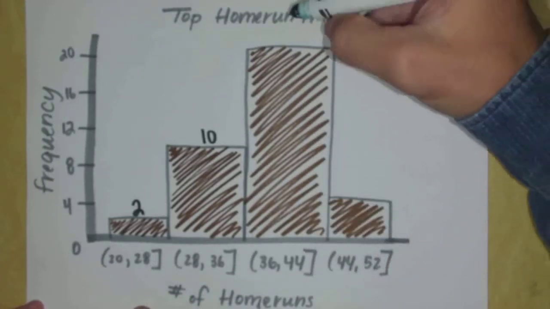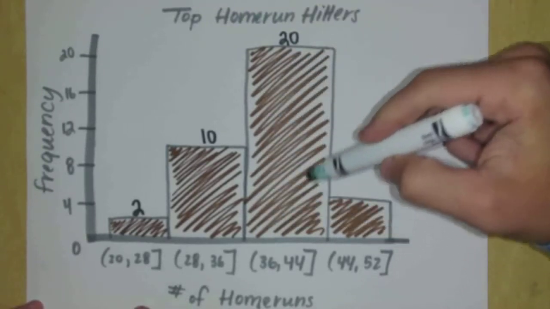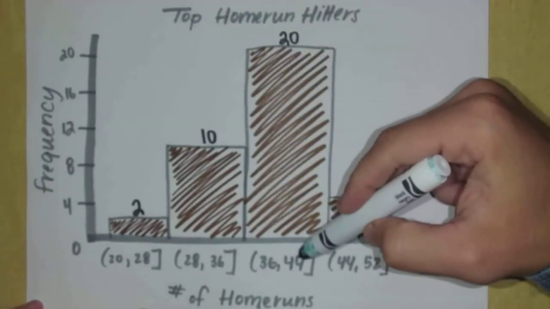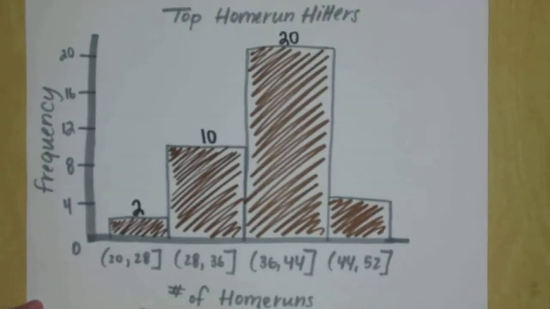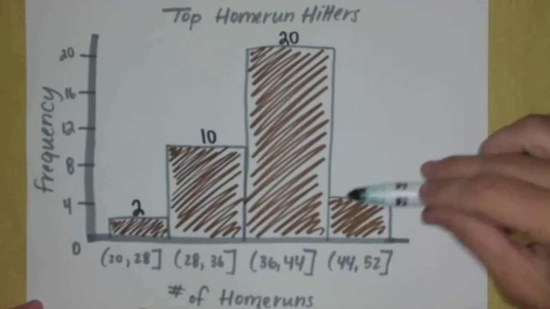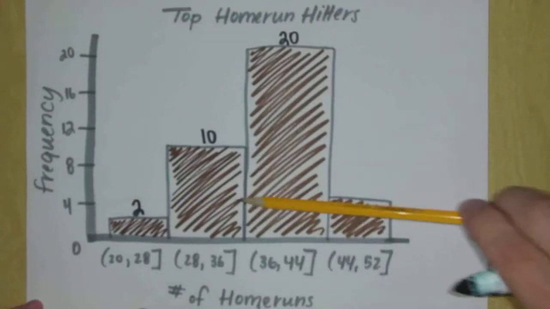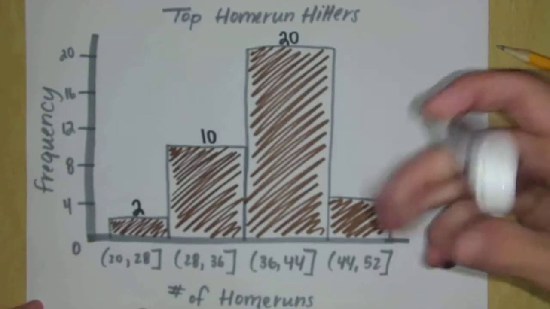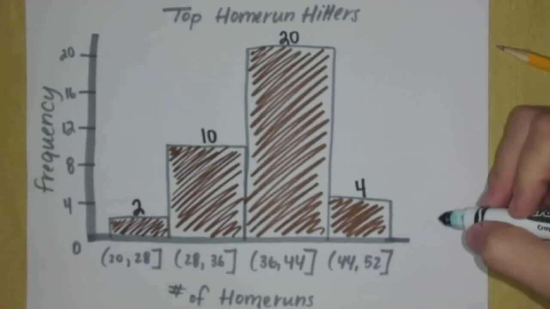Big section here, and this is one thing you can tell very easily from a histogram. A lot of hitters hit in the 36 to 44 range. In fact, about 20 based on our graph here. And then this, if you follow it over, not quite, you could say that's probably at 4. So we're going to say 4 hitters hit from 44 to 52.